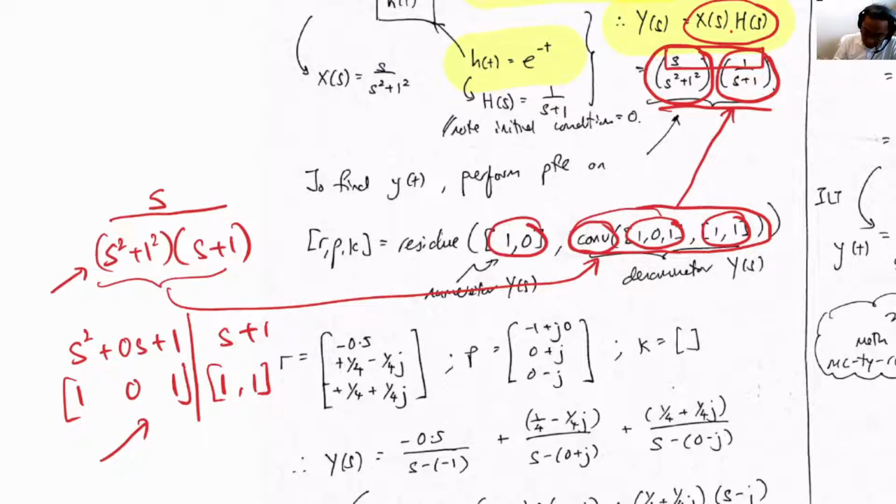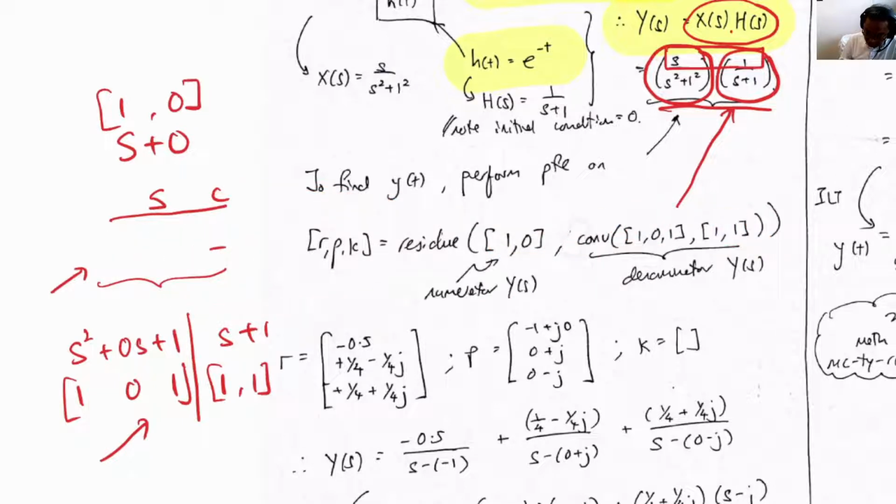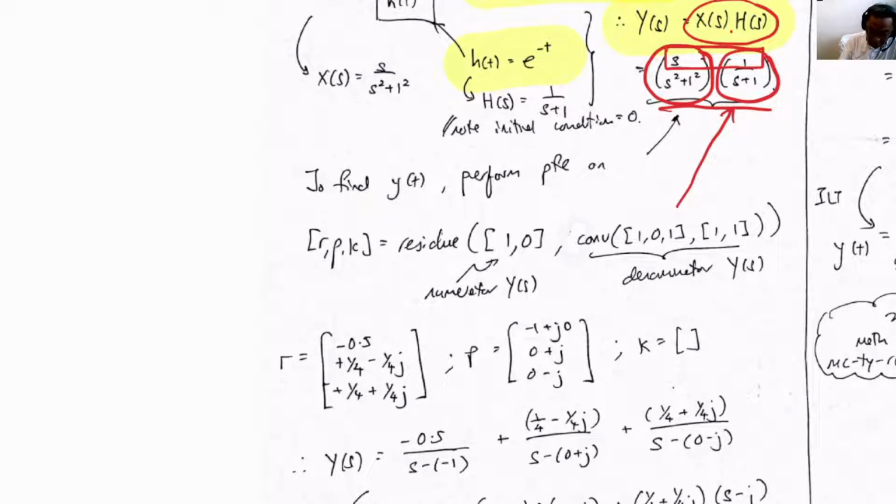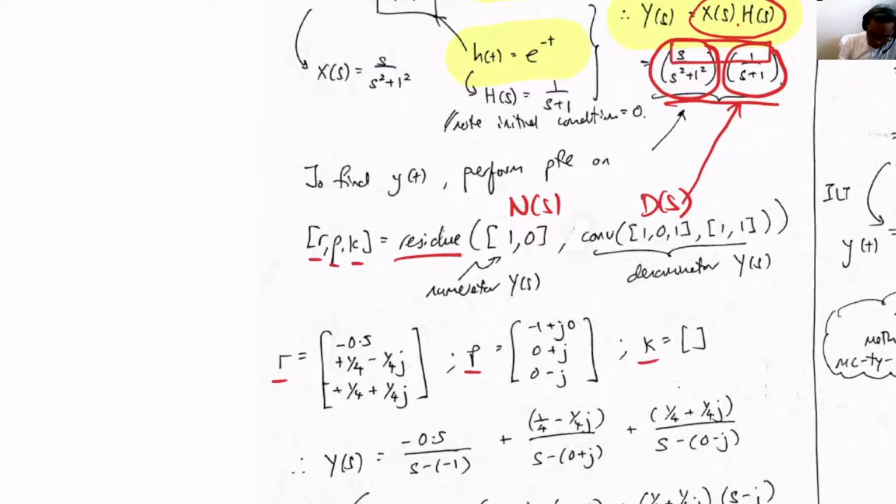What about this one? 1 0 is representing the numerator, only s, because this is s plus 0. The coefficients are 1, 0. Now, what am I doing here in residue? I am sending the numerator and the denominator into the residue function, and out come r, p, k, 3 vectors. These 3 vectors, the answers are here.